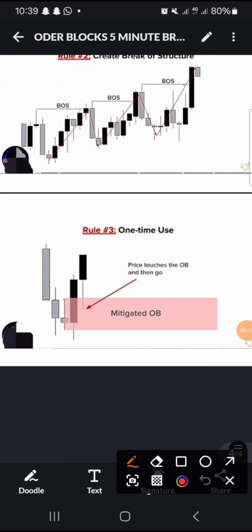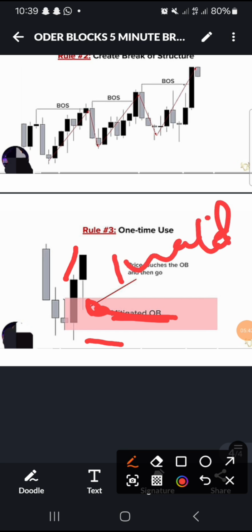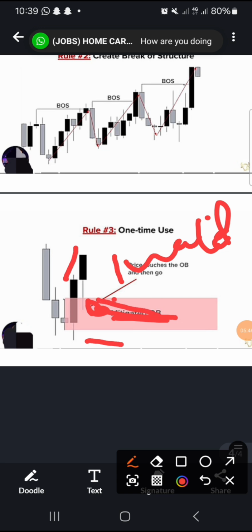Yes, it should be a one-time use, meaning it should not be first tested. Like you can see here now, this is invalid because as price was going up, it actually first touched this zone, so this zone becomes mitigated or invalid. So the price should not first touch this zone before moving up.